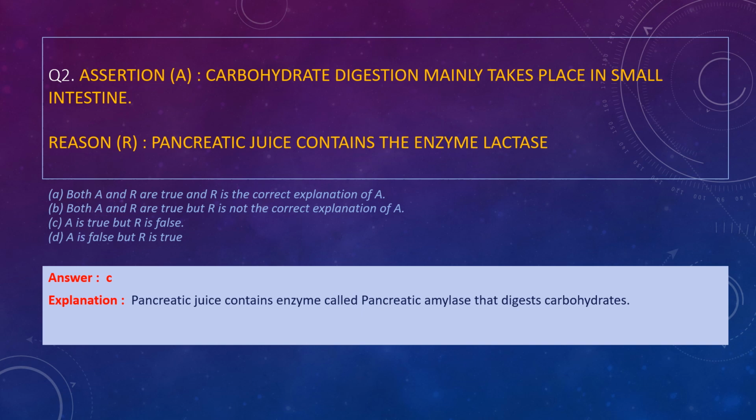Question 2. Assertion: Carbohydrate digestion mainly takes place in small intestine. Reason: Pancreatic juice contains the enzyme lactase. First thing is, this reason R is not true. So we are not going to look at these first 2 options. A is true, but R is not true. So then you have answer as C, and that's because pancreatic juice contains an enzyme called pancreatic amylase, which digests carbohydrate.